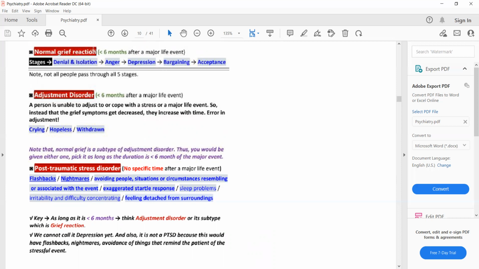No. If normal grief reaction persists beyond 6 months, then we'll label it as depression, because depression is a feature of normal grief reaction. In post-traumatic stress disorder, depression is not the main feature. The main feature is flashbacks and nightmares, and avoiding the situations or people that resemble or are associated with that event. Because with that event, there is a specific trauma associated. That's why the person will try to avoid situations that resemble that event.